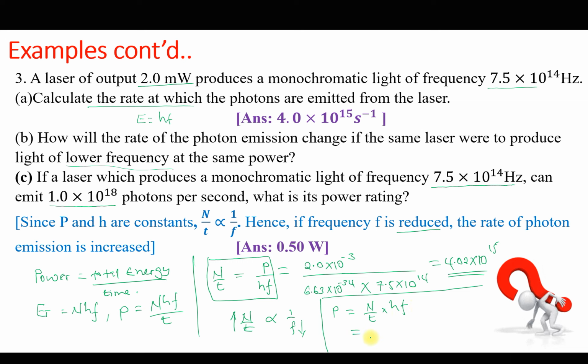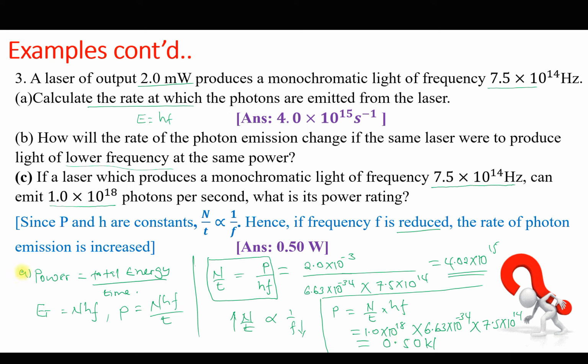So this is going to be N over t, given as 1.0 times 10 to the power of 18, then times Planck's constant, which is 6.63 times 10 to the power of minus 34, then times the frequency, which is 7.5 times 10 to the power of 14. And from my calculator, this is giving me 0.50 watts. So the power rating is going to be 0.50 watts. So this was part A.